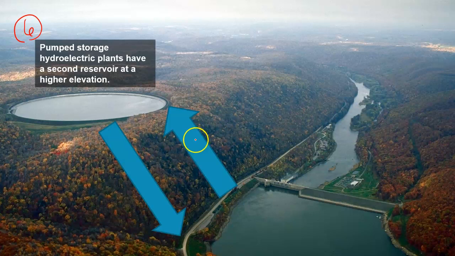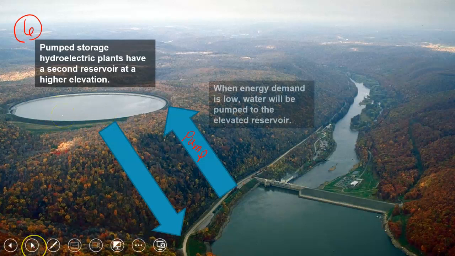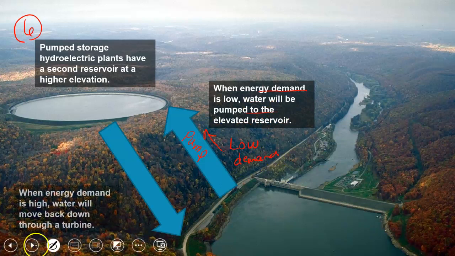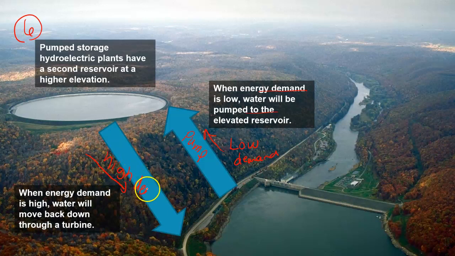So during times when there's lots of water, they will pump it up to a higher elevation. When energy demand is low, we'll pump it up. Okay, low demand. When energy demand is high, water moves back down through the turbine. High demand. And because it's at a higher elevation, gravity is going to make it fall really, really fast, and it will help spin that turbine even faster. So you can answer this with number 6.